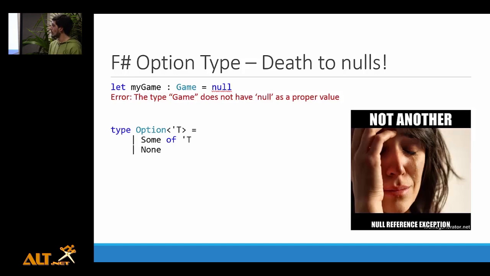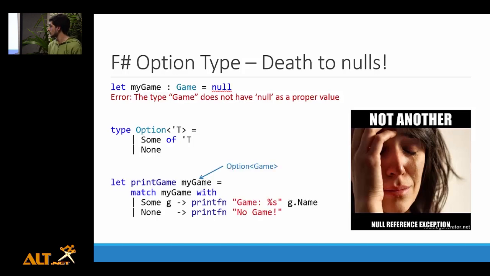What the option type is, and it's built in, is a description of two choices. You've got the presence of a value, so Some of T, some generic T, or the absence of a value, so None. To use the option type, all we have to do is match against something. So here we're matching against my game, which is a parameter to that print game function. We match Some, and then we print out the name of the game, or against None, and we print out no game.